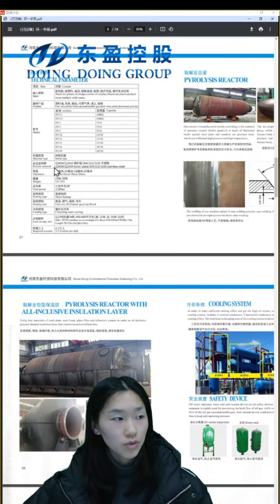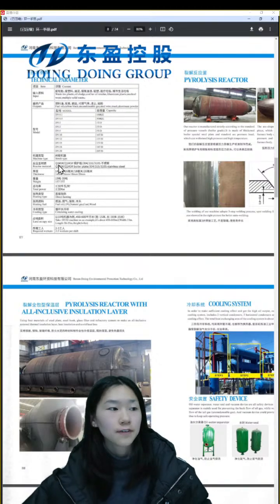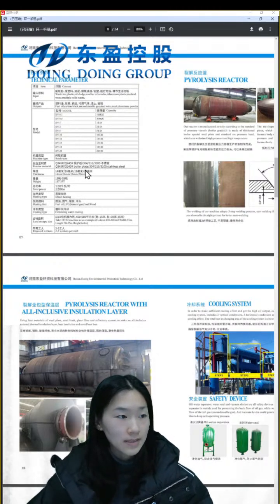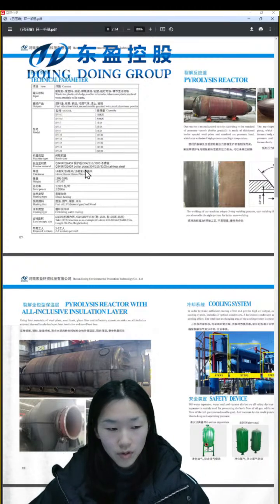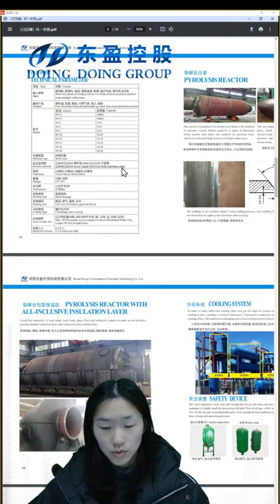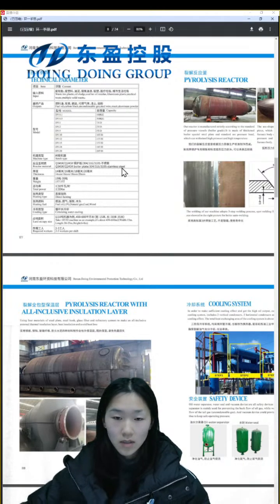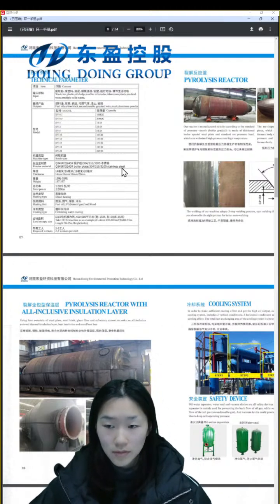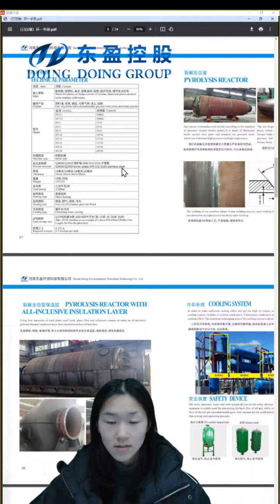Our reactor material is Q345R and Q245R boiler plate. If your raw material is oil sludge, you can choose our 310S stainless steel to produce your pyrolysis machine. This way, your pyrolysis machine will have a long service time.